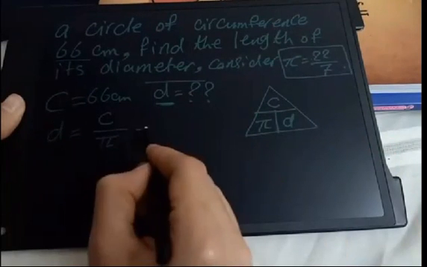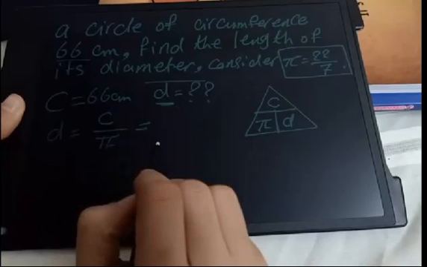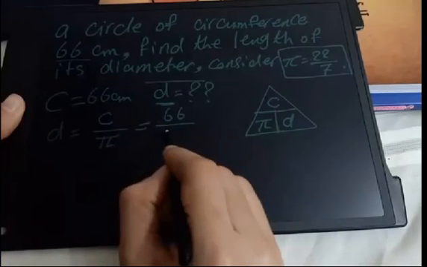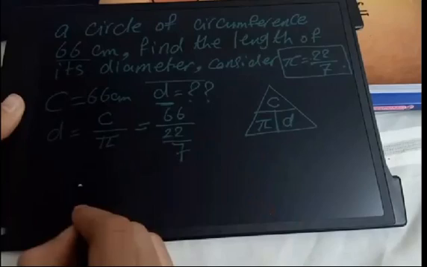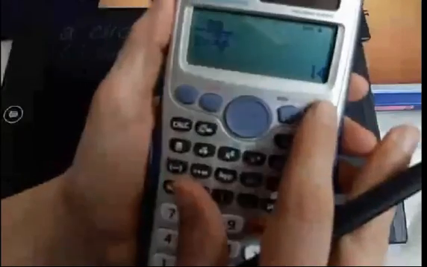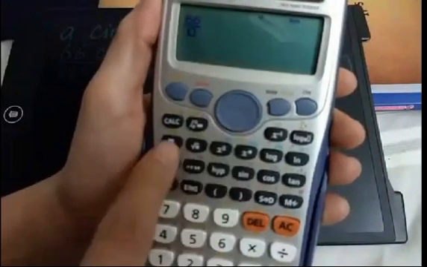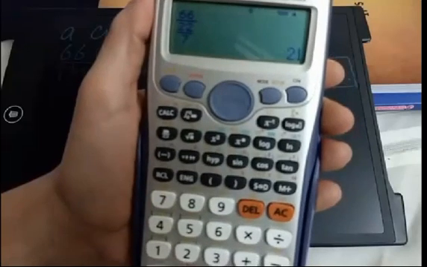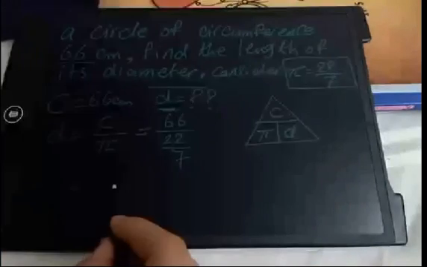So it equals what, Adham? It will be equal to 66 divided by what? 22/7. Okay, so if we put it in the calculator, 66 divided by 22/7, which means equals what, Adham? 21 centimeters.